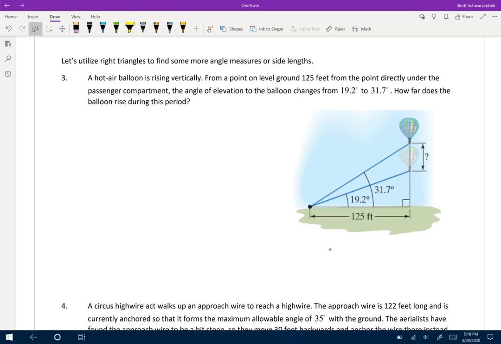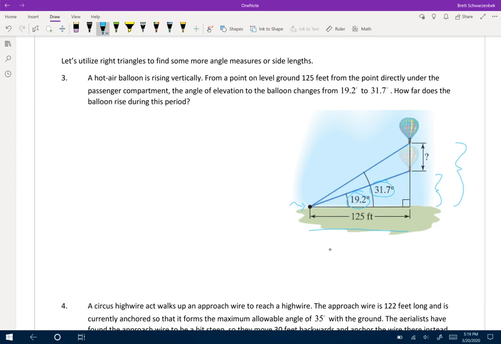Okay, so the picture does look a little complicated, but generally what they're getting at here is we're at a point on the ground somewhere over here that is 125 feet away from directly under the balloon vertically. So essentially what happened is in the beginning, we have this amount of height that the balloon has gotten to when the angle of elevation was 19.2 degrees. But then we have another height that the balloon has gotten to after the angle of elevation was 31.7 degrees.